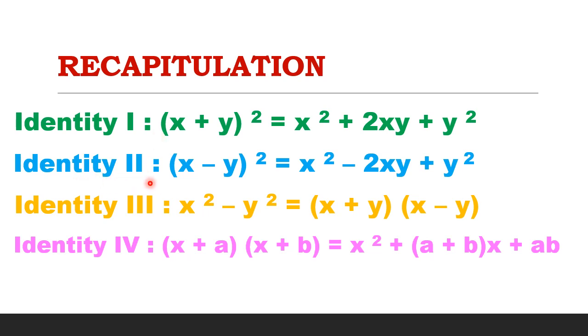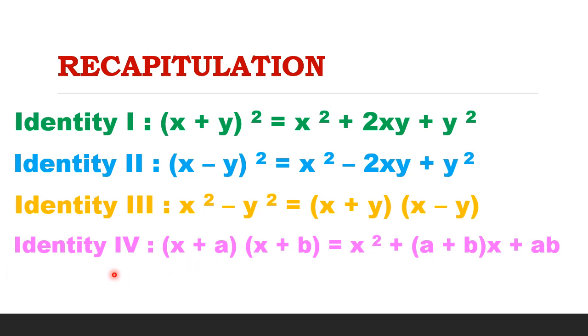Identity 2 is (x − y)². Everything is the same, but the middle term is −2xy. In identity 3, we have x² − y². Here we have the two factors, x + y and x − y.